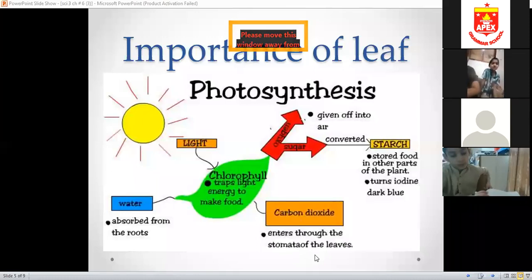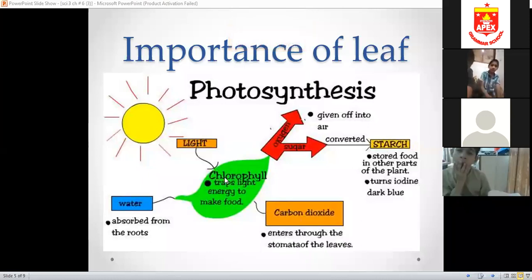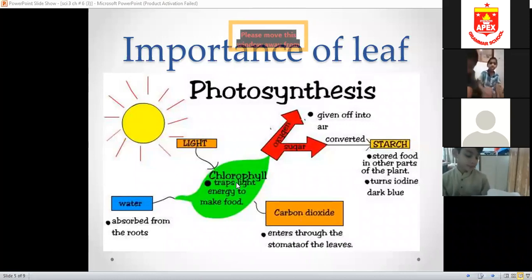In the previous slide, I showed you the tiny hole, the tiny pore. Through these tiny pores, the carbon dioxide and the sunlight enter into the leaf, and then the chlorophyll present in the leaf, through which the color of the leaf is green, traps the light, and then they do the process of photosynthesis. For photosynthesis, they also require a third thing, water, and the water is absorbed from the roots.